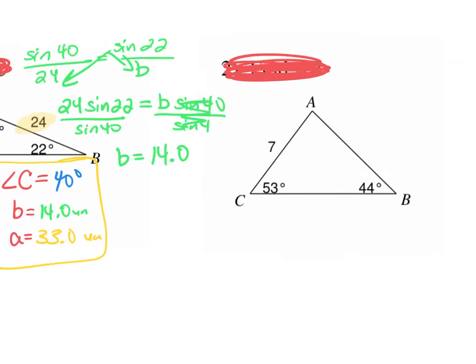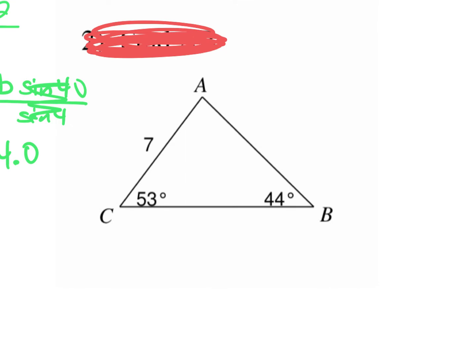All right, let's scoot along here. What do we have and what are we missing? What do we need to find? Let's highlight the three things that we need to find. I need to find angle A, right? I need to find side C, and I need to find side A. Does everyone agree with me?